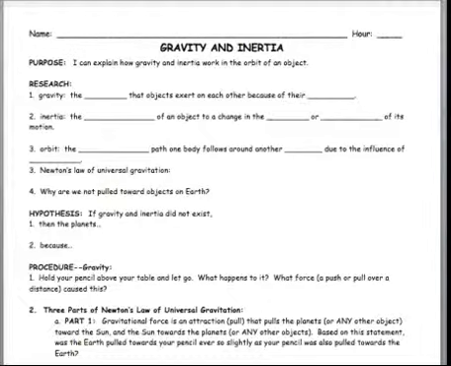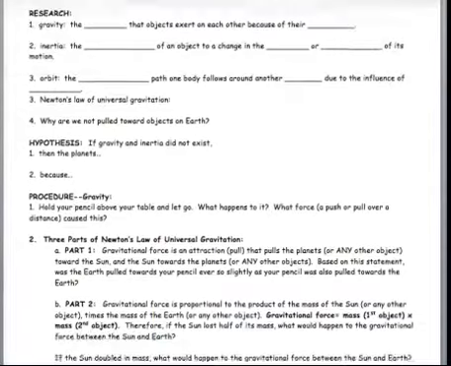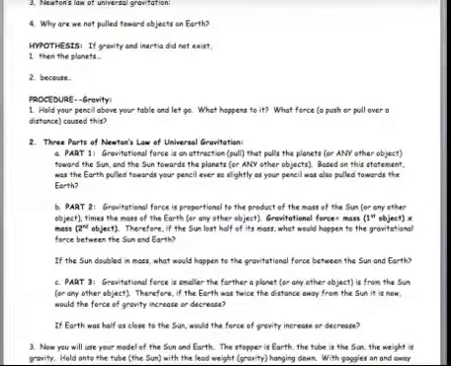There is some research that you have to do here. You can get that from your notes. There is a hypothesis that you have to fill in. So if gravity and inertia did not exist, then the planets, and you should put something here, because, and again do something here. So if, then, because.